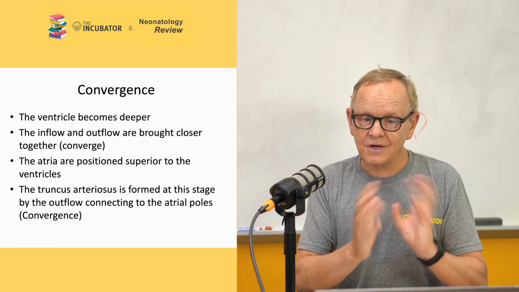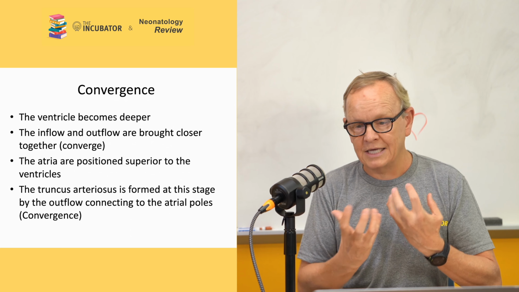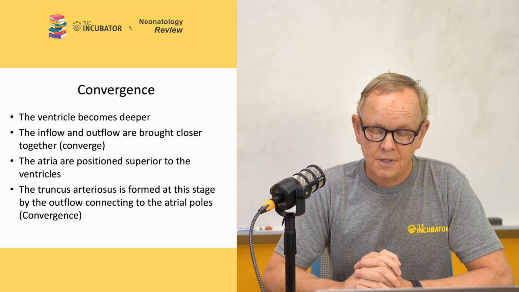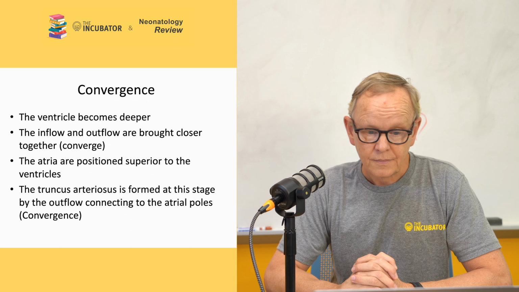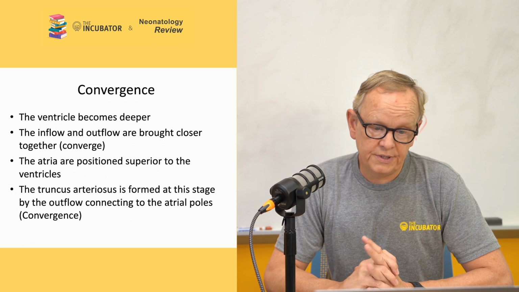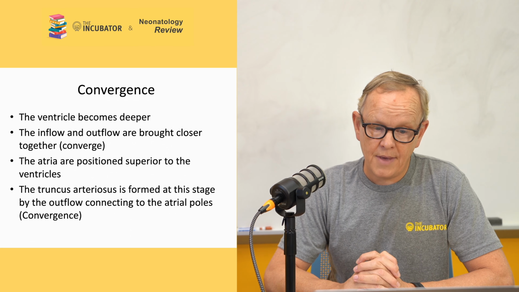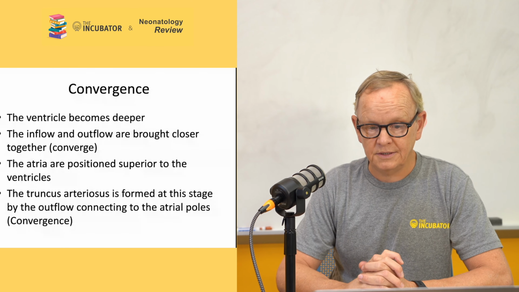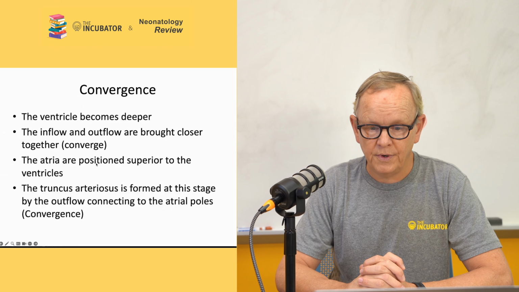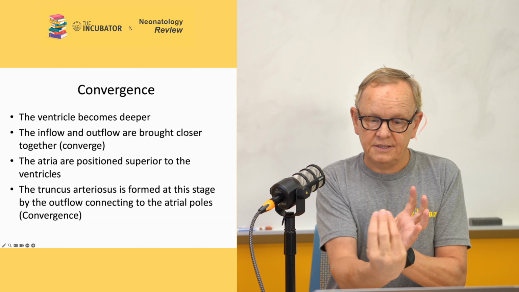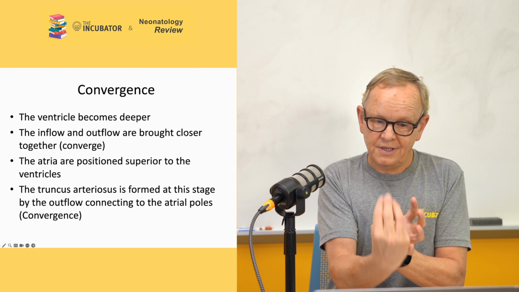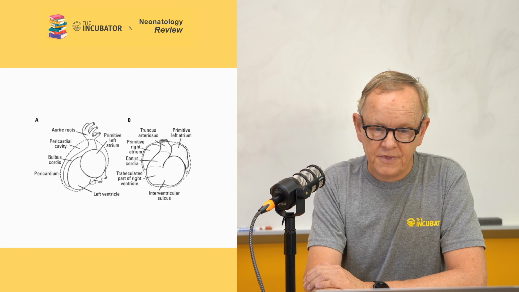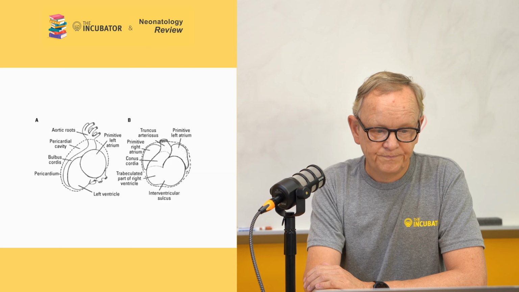So this is very important. Convergence is an important aspect of actually having a normally structured heart, and puts the atria in the right position. The truncus arteriosus, which is going to separate into the aorta and the pulmonary artery, puts its position anterior in the heart, but wedges in between the inflow tracts.